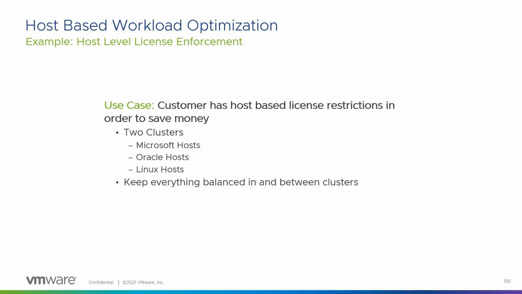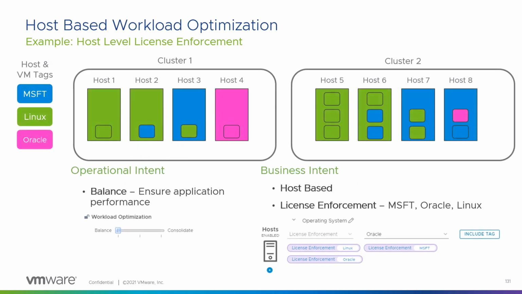So let's see how this actually is going to work. Again, same use case, because I don't want to confuse anything. 2 clusters with Microsoft hosts, Oracle hosts, Linux hosts. The goal is to keep everybody happy, run the best possible performance we can, keep things balanced within the cluster and between the clusters, but also try to do the best possible job of license enforcement in the environment. So let's take a look at that. Microsoft is blue, Linux is green, Oracle is kind of this pinkish color.